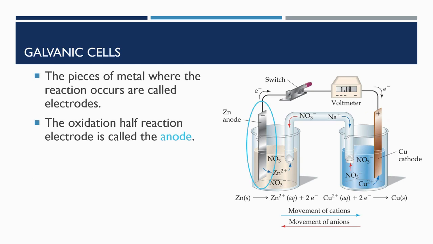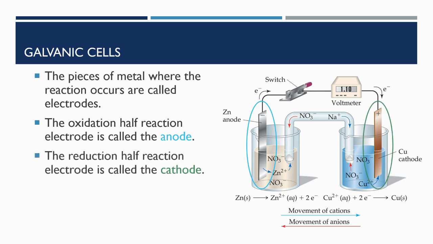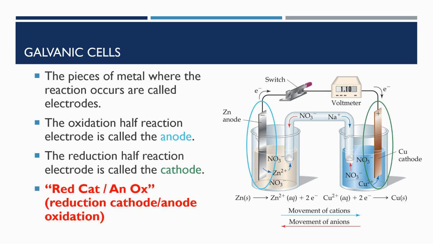The pieces of metal are called electrodes, and electrodes are simply metals that act as surfaces where electrons can transfer. On the oxidation half reaction, the electrode is called the anode, and on the reduction side, the electrode is called the cathode. One way you can remember that the anode is on the oxidation side and the cathode's on the reduction side is red cat and ox. Reduction occurs at the cathode, and the anode has oxidation. So red cat and ox.